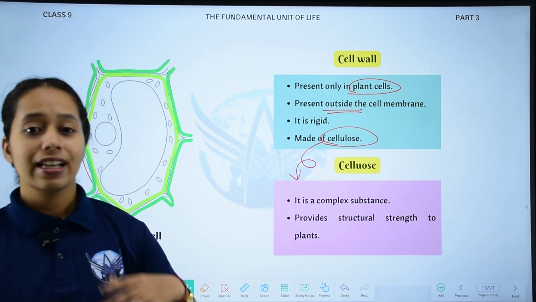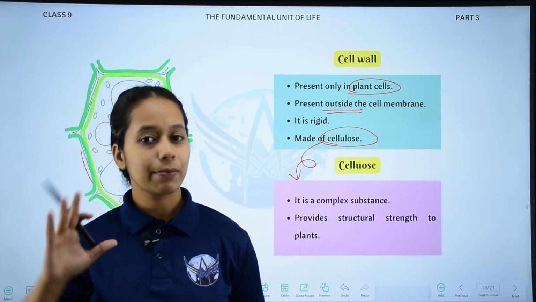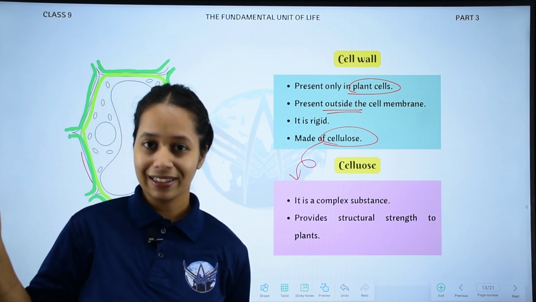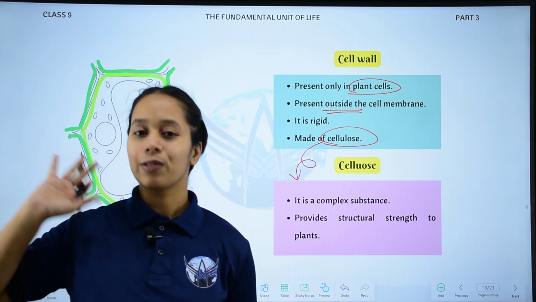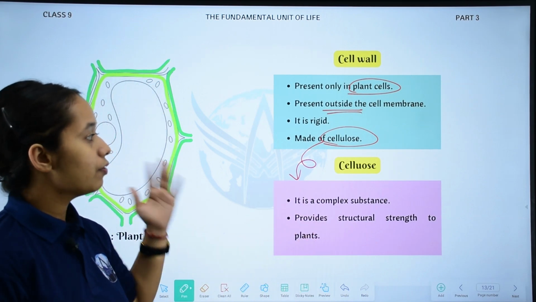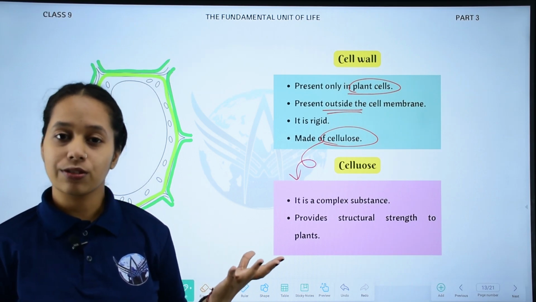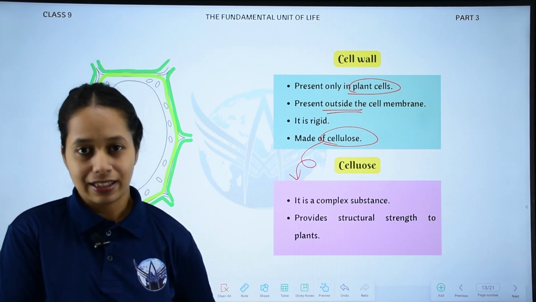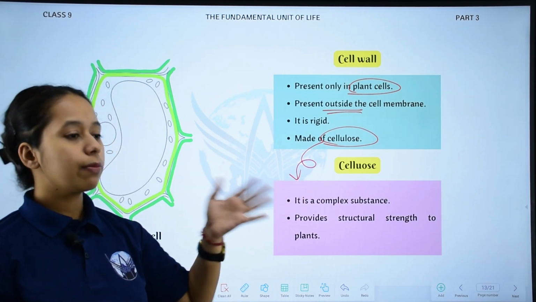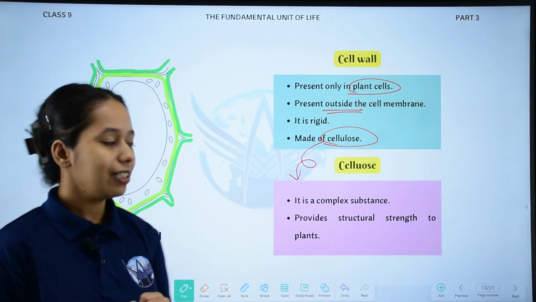What is cellulose? Cellulose is a complex structure. We studied that cell membrane is made up of certain things. So what is cell wall made up of? A cell wall is made up of cellulose, and cellulose is a very complex structure, which is not required in class 9. We will be studying about cellulose but not in class 9. Let us keep that for our higher classes.